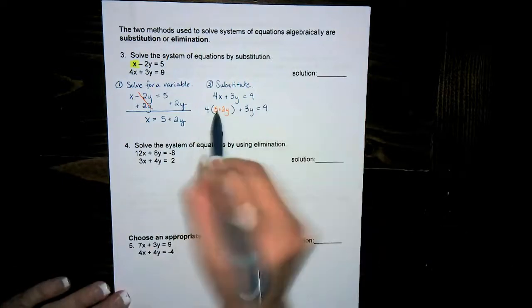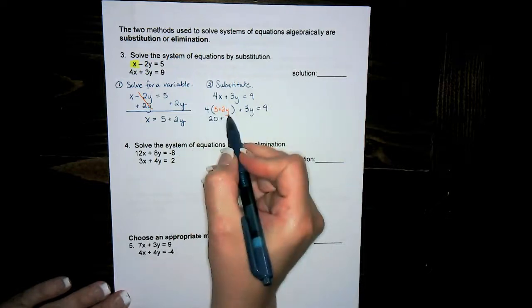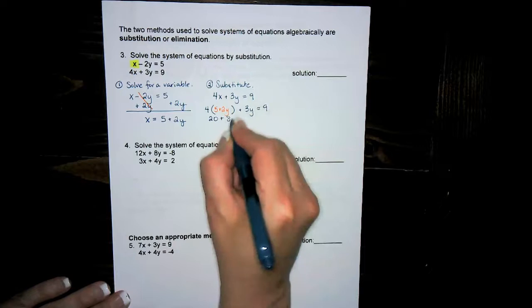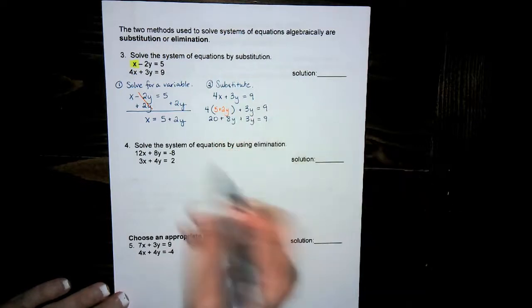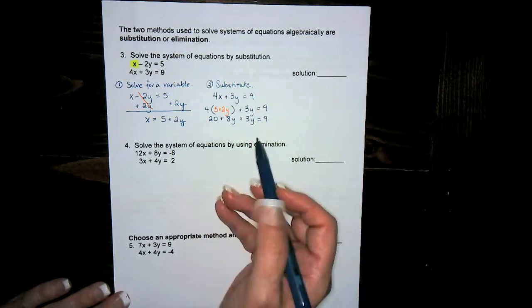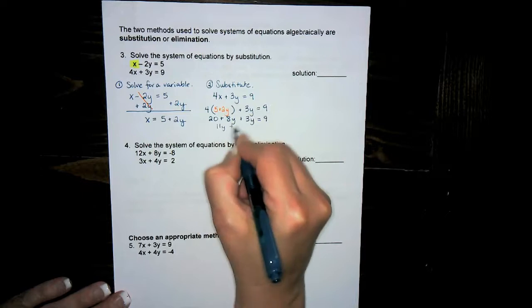Okay. So 4 times 5 gives me 20. And 4 times 2y gives me 8y. And now I have an equation that just has y's in it and I can solve. So 8y plus 3y is 11y.